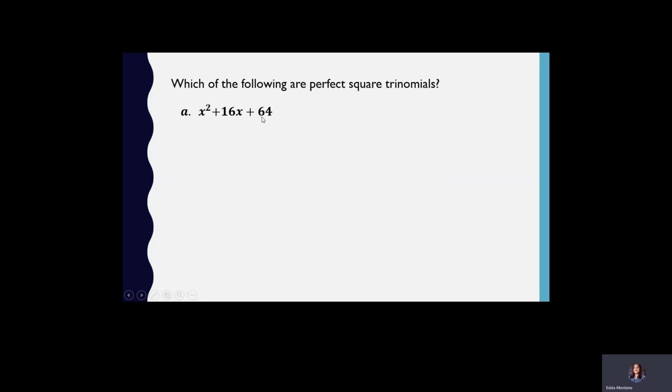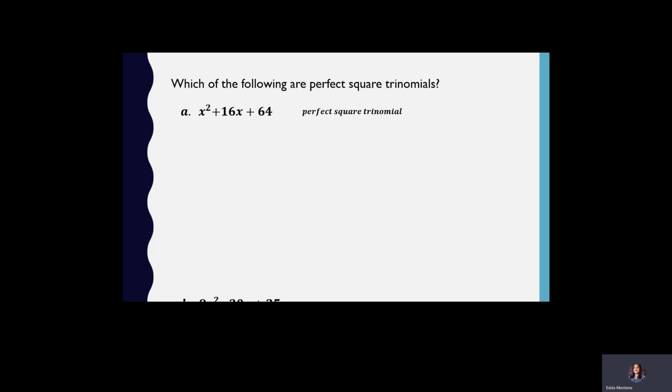Now, after that one, how to verify? It's not enough to have the two perfect squares. You have to check the middle term. Get the square root of x squared, that is x. Get the square root of 64, that is 8. 8 times x, 8x. Multiply it by 2. It's 16x. So, we are certain that this is a perfect square trinomial.